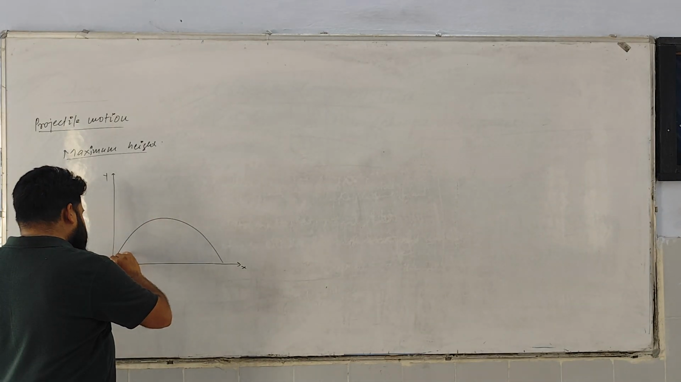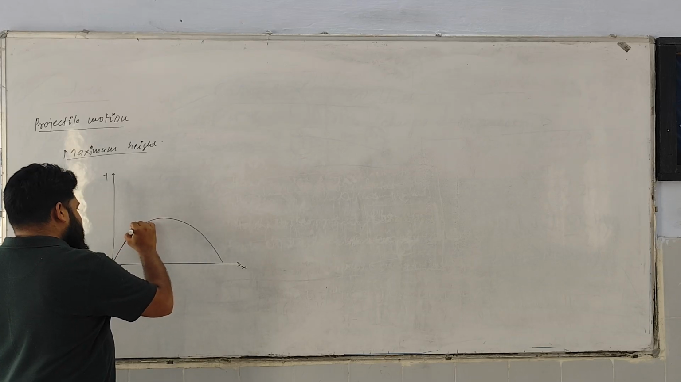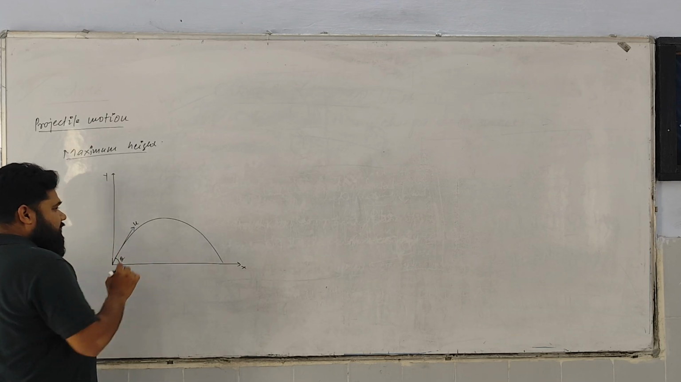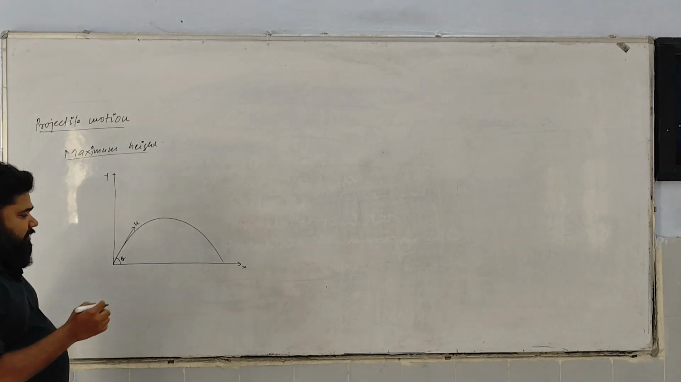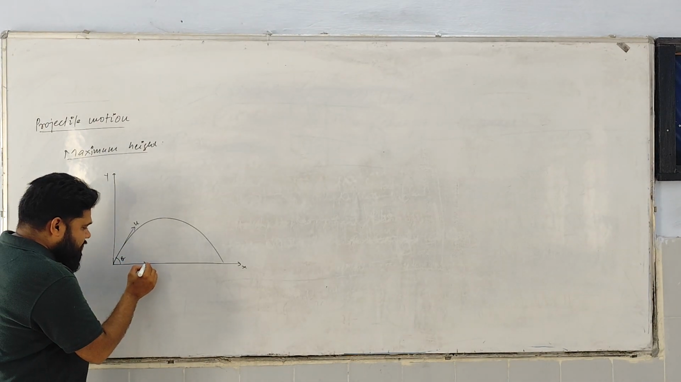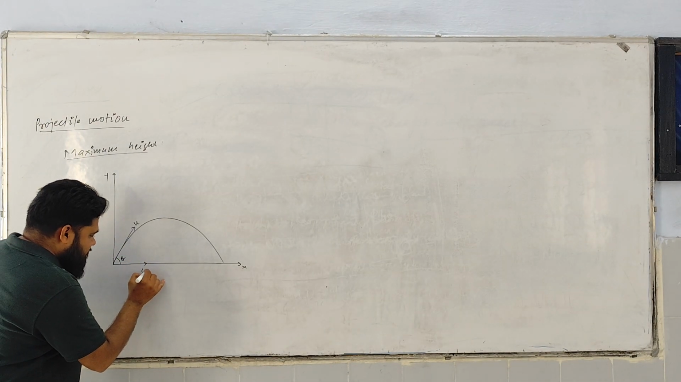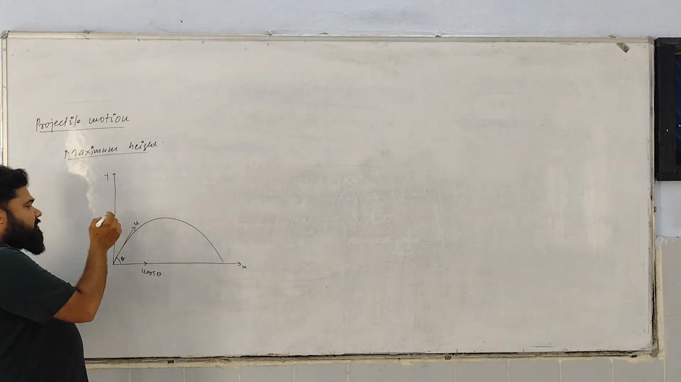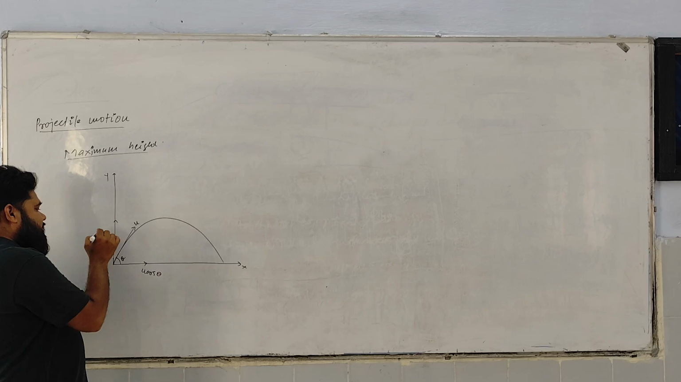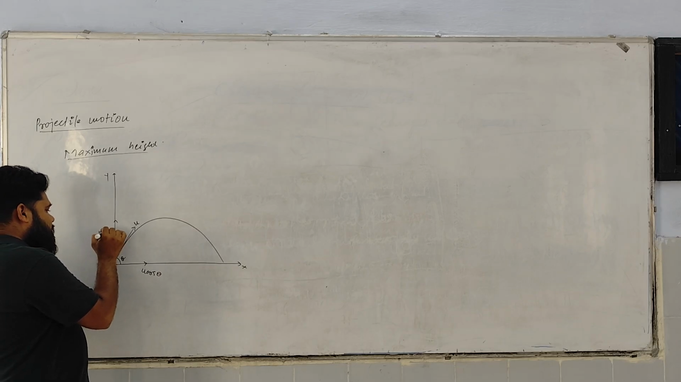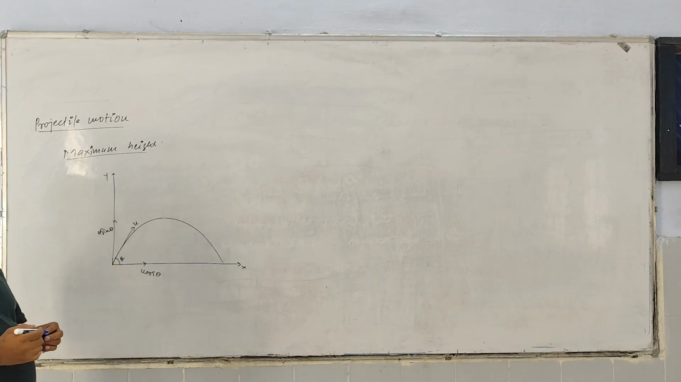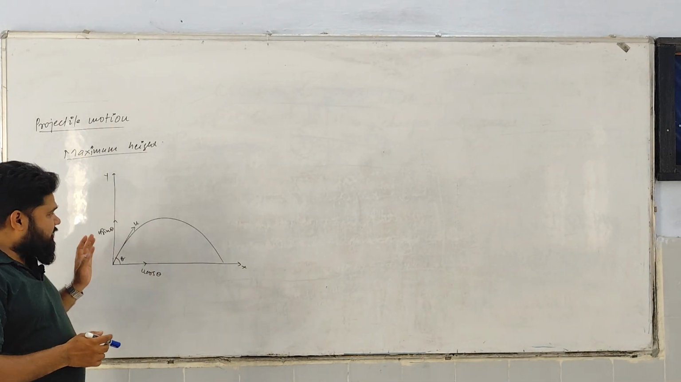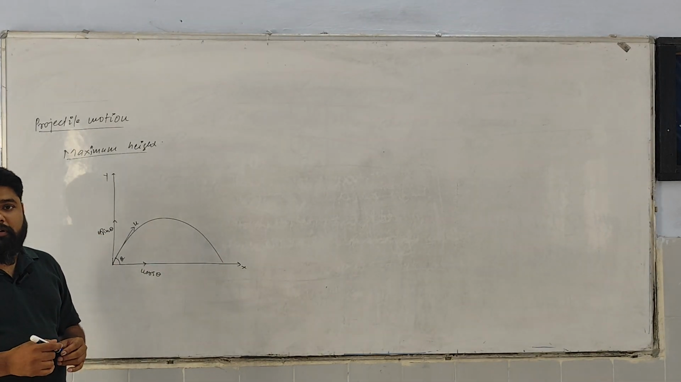Here the body is projected with the initial speed u at an angle theta. Then the velocity is split into its components. One component, the horizontal, is u cos theta, and the other, the vertical along the y-axis, is u sin theta. The horizontal component makes the body move in the forward direction and the vertical component makes the body move in the vertical direction.